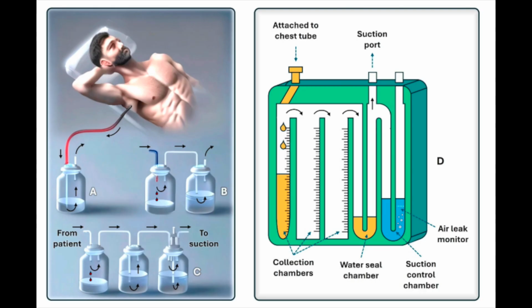The bottle one collects the fluid, the bottle two is the water seal to prevent the backflow. It is better for draining large volumes of fluid. The three bottle system adds a third bottle to add suction. It is used when active suctioning is required.